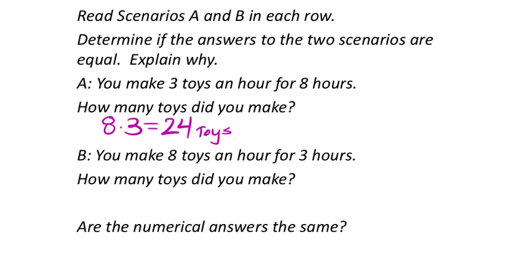Okay. Well, that's A. B says you're going to make 8 toys for 3 hours. So for me, I would say that's 3 groups of 8. And 3 groups of 8 is still 24 toys. So the last question: are the numerical answers the same? The answer is yes, of course, because it's 24 toys. But we'll explain why it's yes, okay?